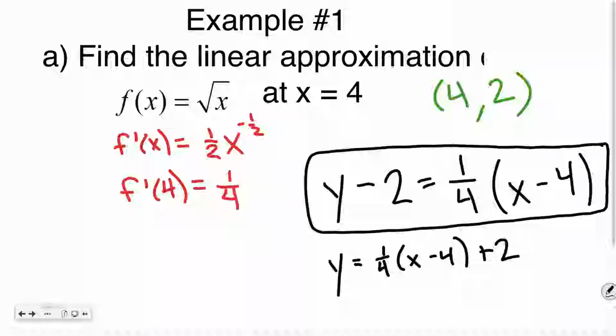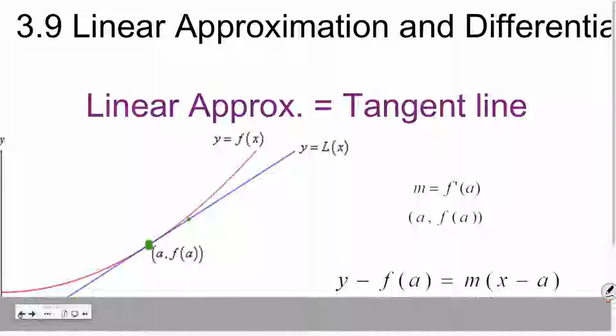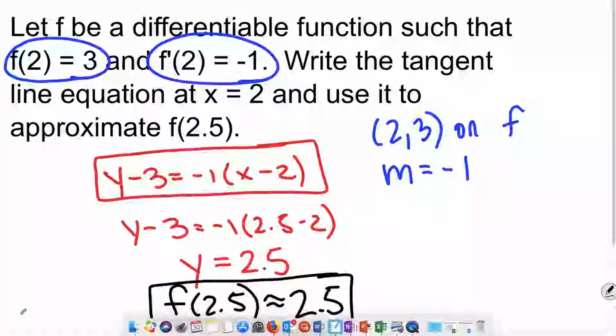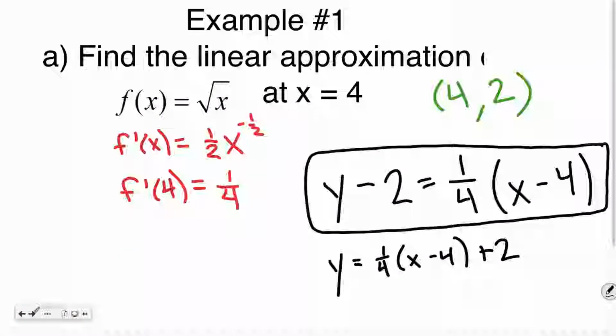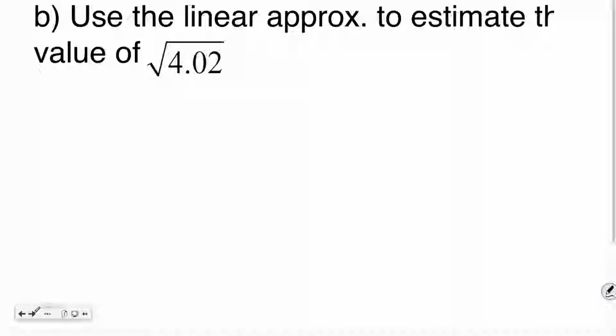Like in our warm-up problem, it was really easy to take 2.5 minus 2, right? So it's better to not distribute so you can approximate easier. Okay, so what are we going to do with it? Let's say we don't have a calculator. Okay, we usually do. Let's say we don't.